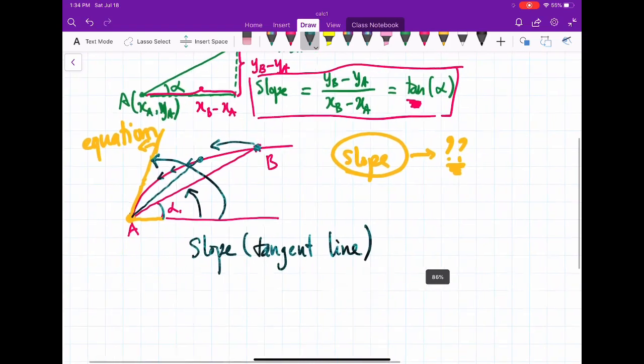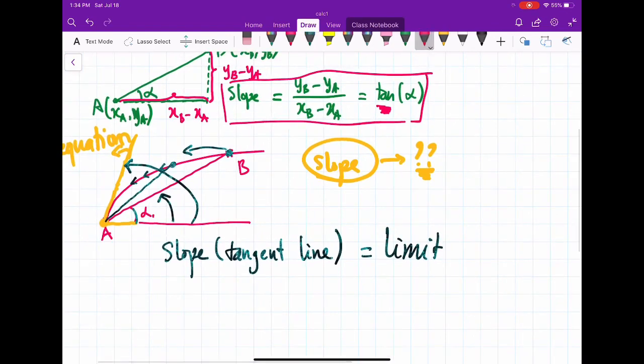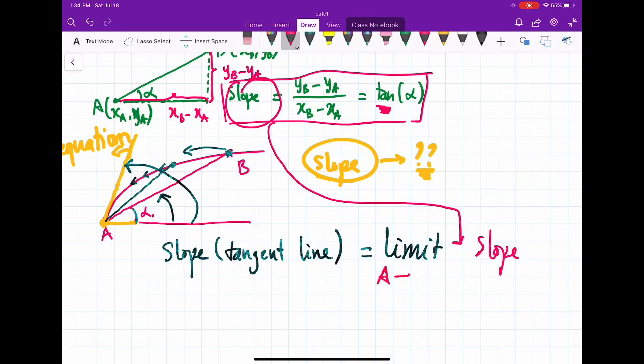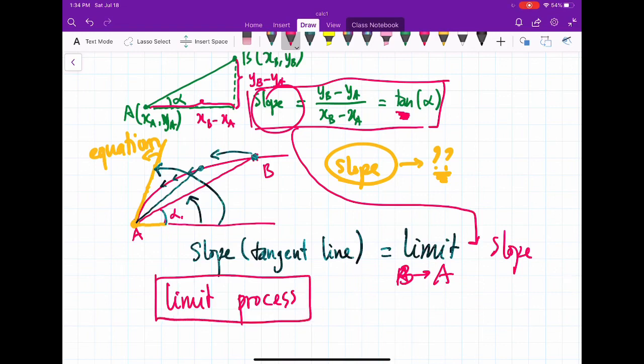is some limit, right? I write the limit of what? Of this slope, the slope right here, when B approaches A. Does that make sense? So basically we need to consider some limit process here. That is what I want to say. We need to consider some limit process in order to find the slope of the tangent line.